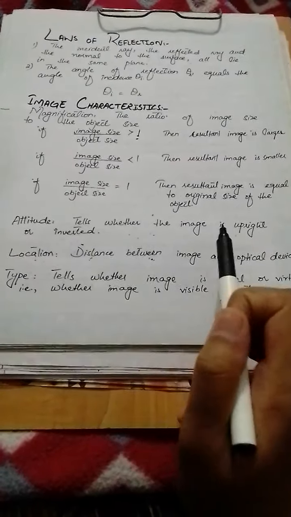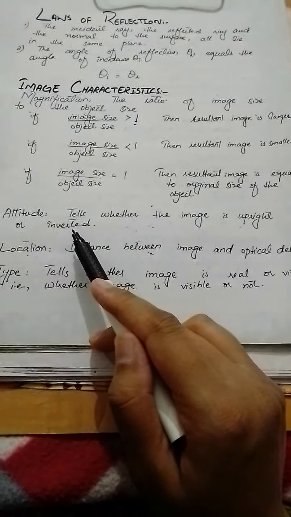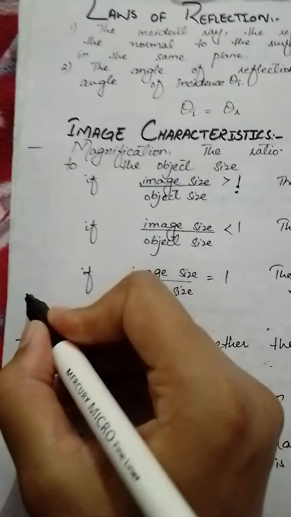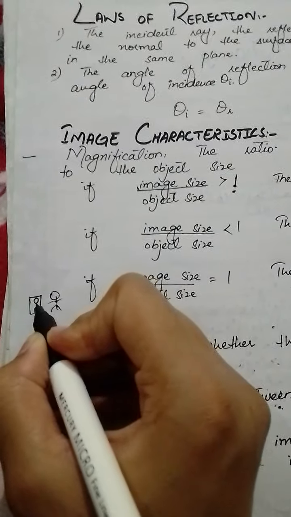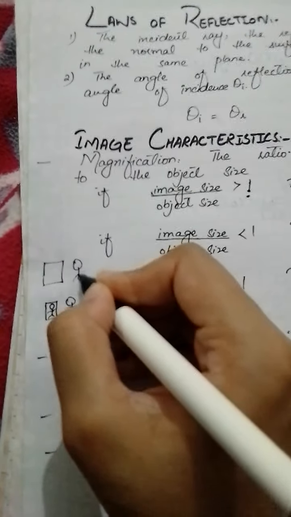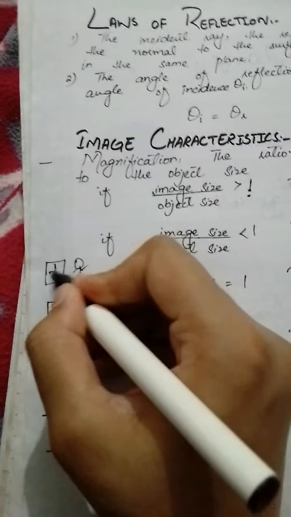Second one is attitude. It tells whether the image is upright or inverted. So what exactly is an upright image or an inverted image? Let's suppose this is a mirror and a man is standing here. If in the mirror he sees himself like this, then the image is upright. But if in the mirror he sees himself like this, then the image would be inverted.